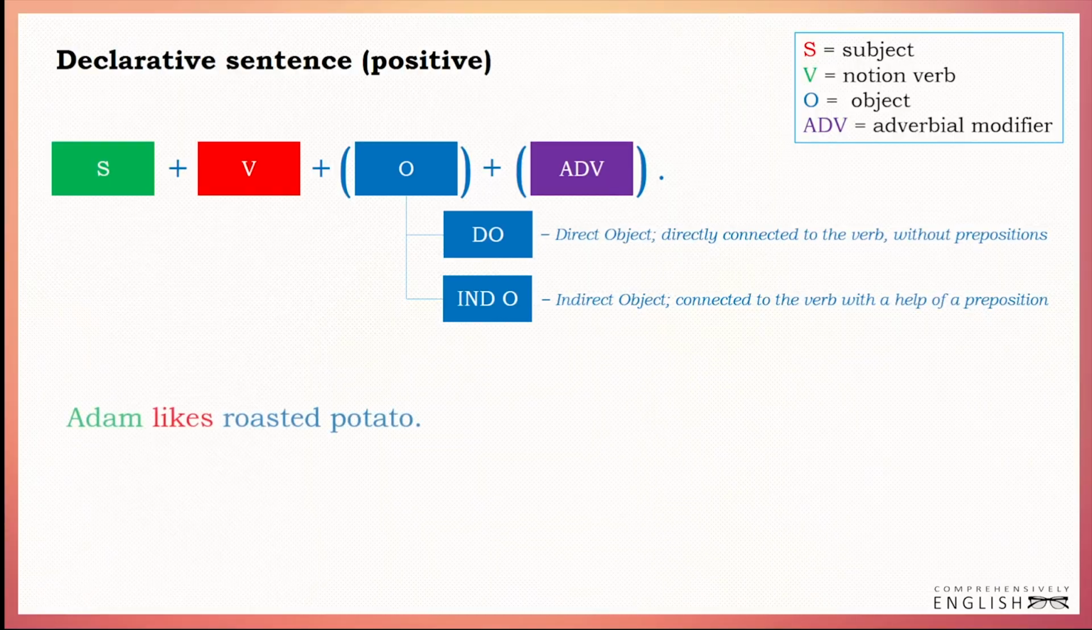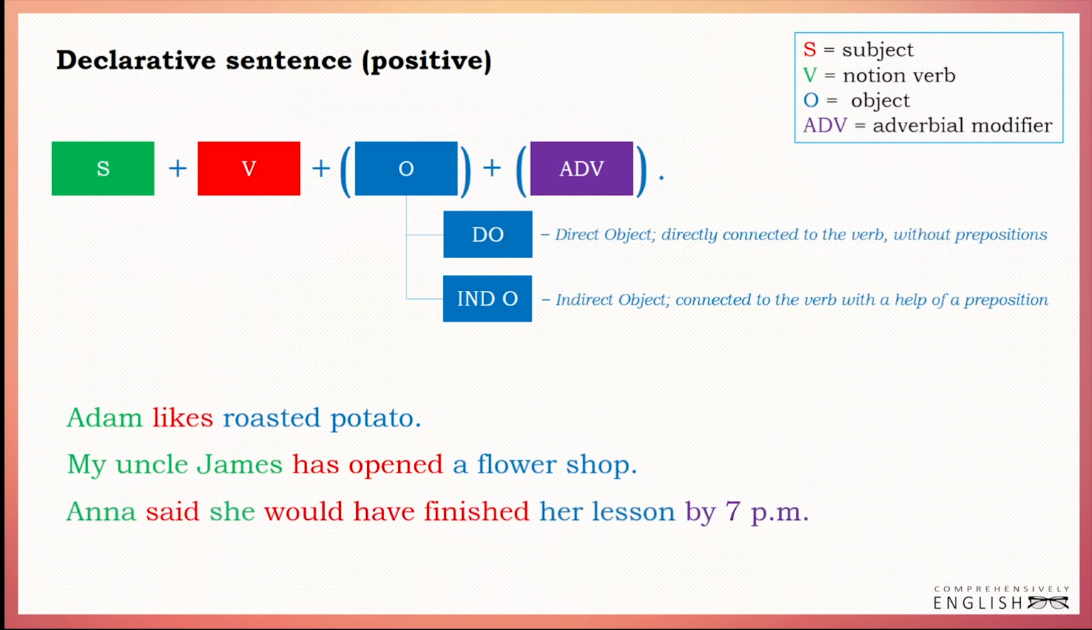Let's look at the sentences. Adam likes roasted potato. My Uncle James has opened a flower shop. Anna said she would have finished her lesson by 7 p.m. All of these sentences follow the canonical word order, SVO. The third sentence is a complex sentence. It has a main clause, Anna said, and a subordinate clause, she would have finished her lesson by 7. And yet, in each of these clauses, we follow the same canonical word order.